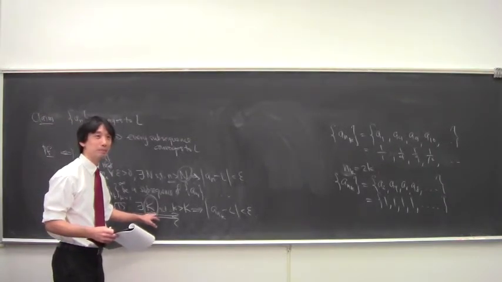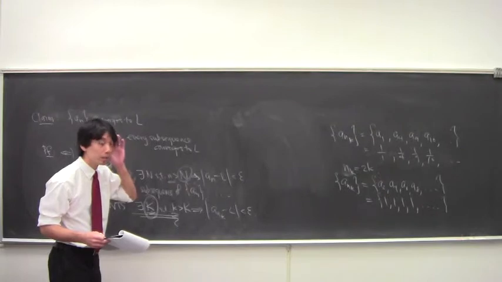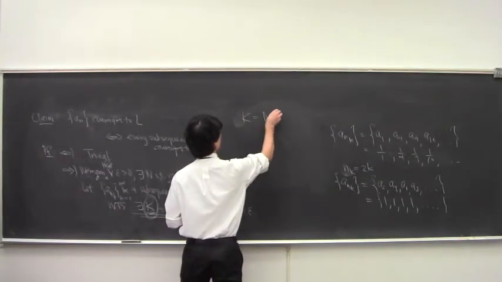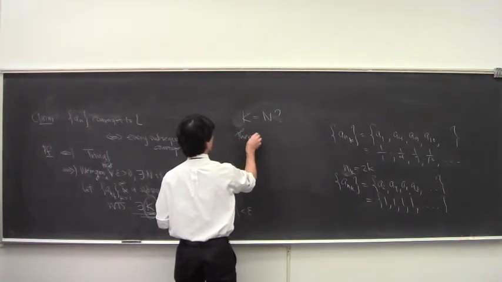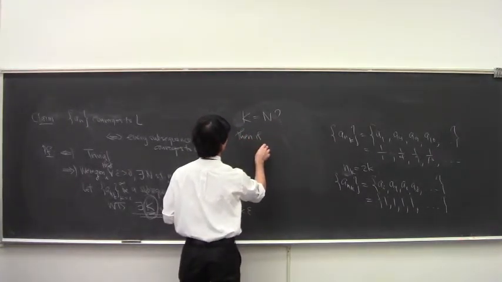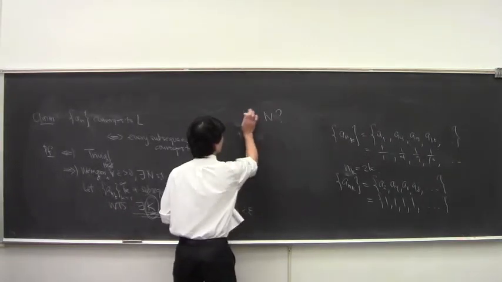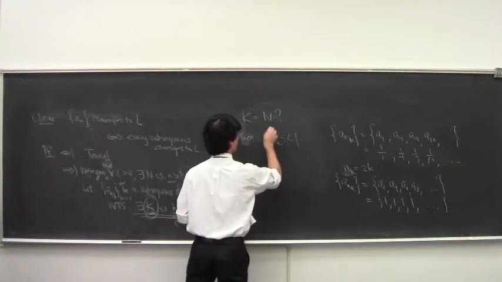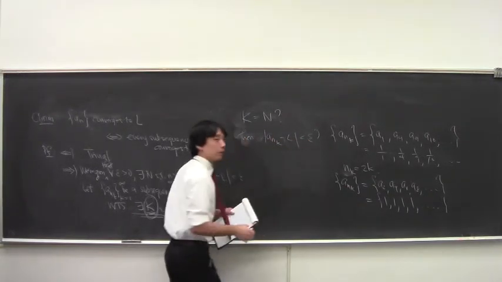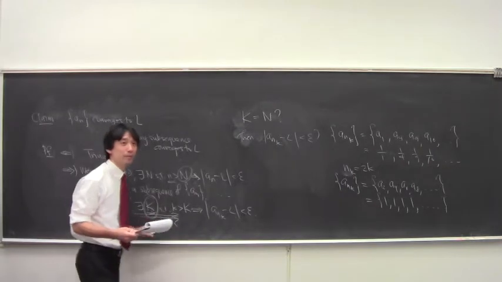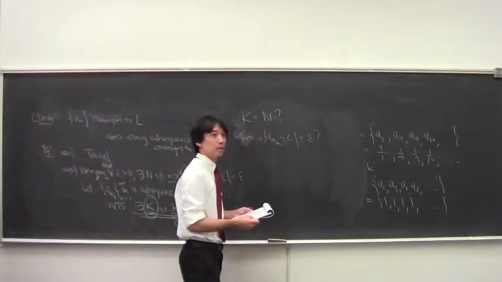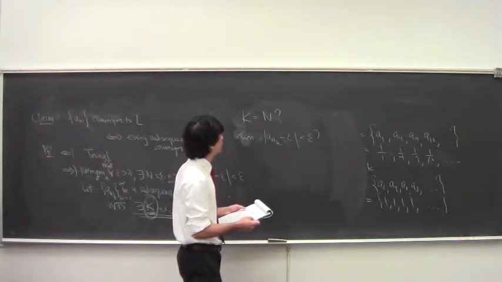Raleigh? Shouldn't it be just n? Should it just be n? Let's see. Should K equal n? Right then, okay, then you're saying that a sub n_k minus L is less than epsilon? Why does that follow? Well, because we already know that for all times past n, this holds.